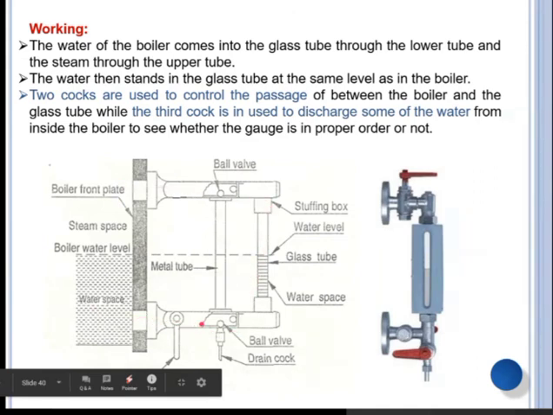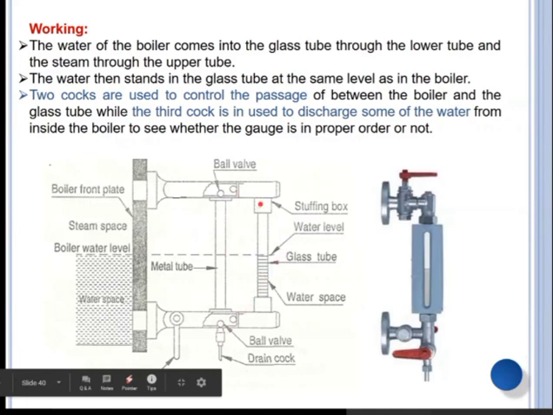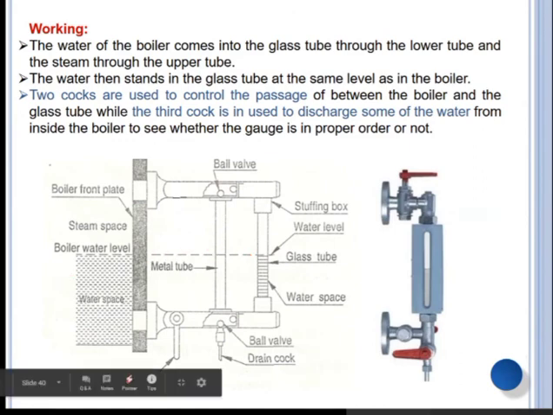glass tube. So now you can easily understand what the function of the metal tube is. When your glass tube breaks at that time, the metal tube can withstand the pressure and water level in this tube, and the ball valve can move from this position to this position to choke or block the flow of water and steam inside the glass tube. Okay, so this is the function of a water level indicator.